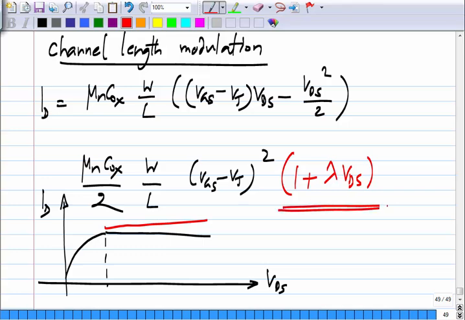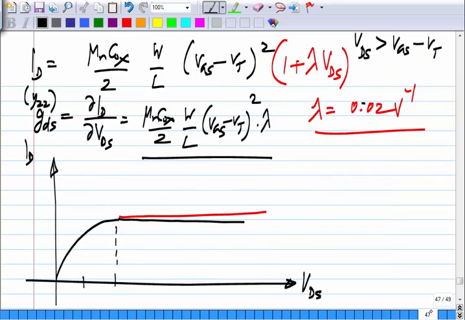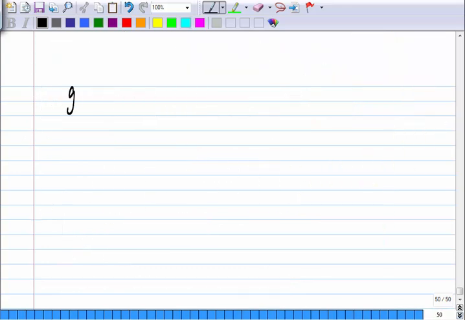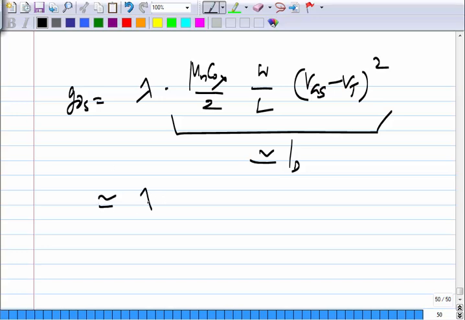And also, even with this, this is already too complicated to use for operating point calculations. So, unless otherwise mentioned, for operating point calculations, ignore this lambda or the channel length modulation, and it's only in the small signal picture. So you do all the calculations like before, and in the small signal picture you throw in this output conductance. The value of the output conductance, by the way, is lambda times mu Cox by 2 W by L times VGS minus VT squared, and this itself is approximately equal to the quiescent drain current. It's not exactly the drain current. Obviously, it is missing that 1 plus lambda VDS factor. So, we approximate GDS to lambda times ID.